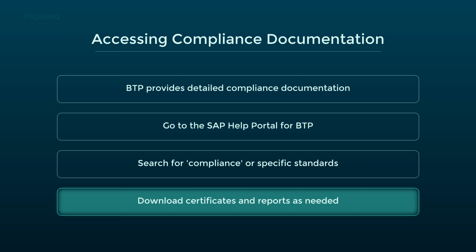Download certificates and reports as needed. This means you can retrieve official compliance documents from SAP BTP anytime. For example, if an auditor requests proof of data encryption, you simply download the relevant certificate. Keeping these documents accessible ensures you are always prepared for compliance checks.